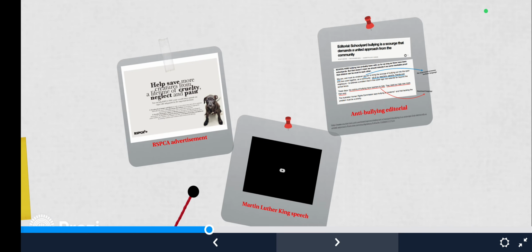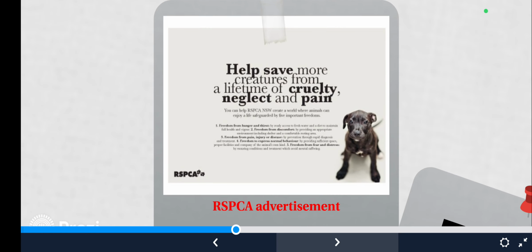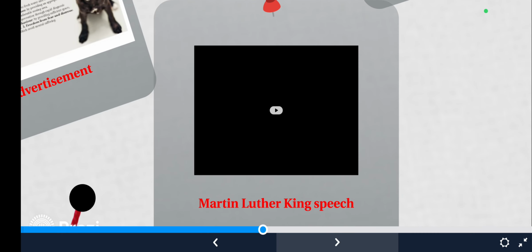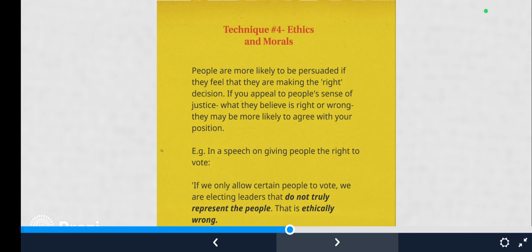Another strategy is, for example, ethics and morals. They have to do a lot with the thing that I said before. But in this case, we're going to try to use ethics and morals to make the person that is listening or that is reading feel involved also.